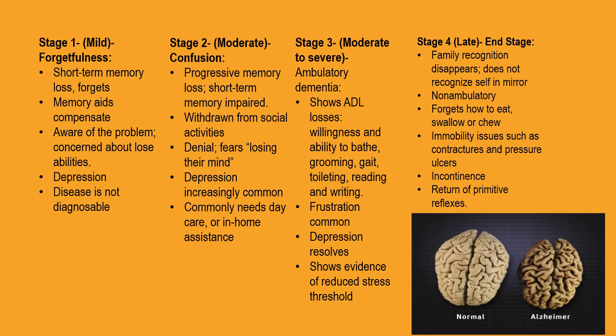Here listed are the 4 stages of Alzheimer's. The first stage is mild or forgetfulness. The second stage is moderate or confusion. The third stage is moderate to severe, and the final stage is late or end stage.